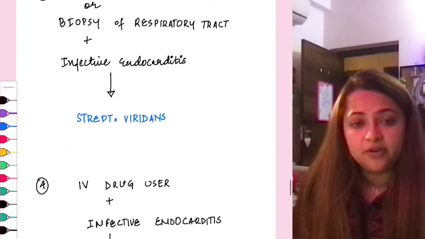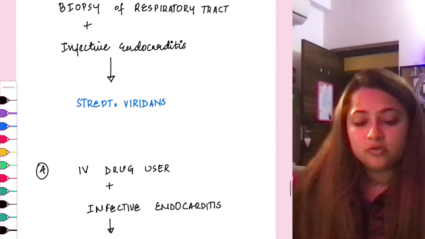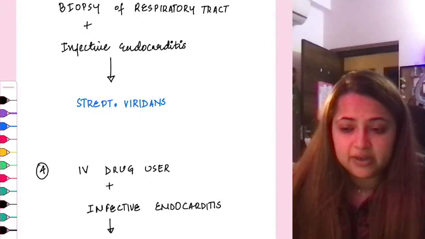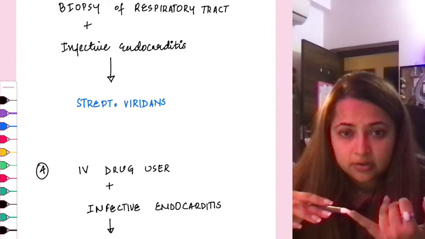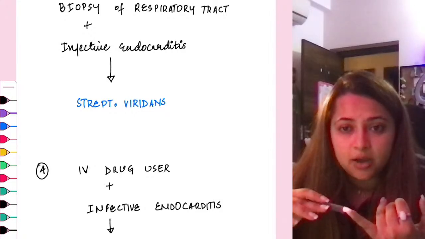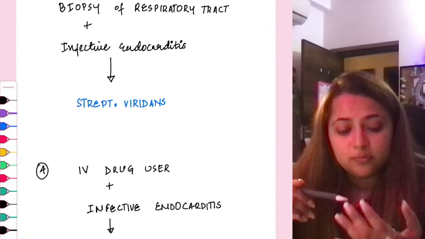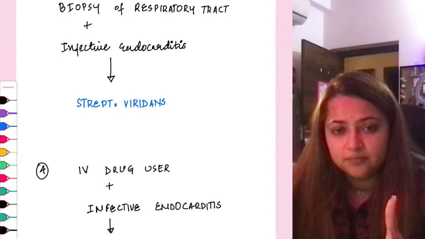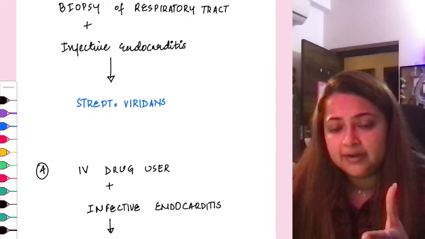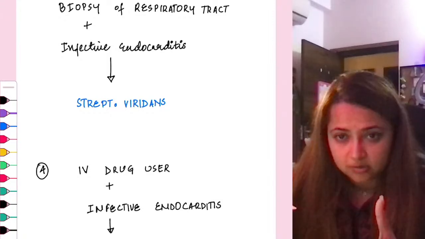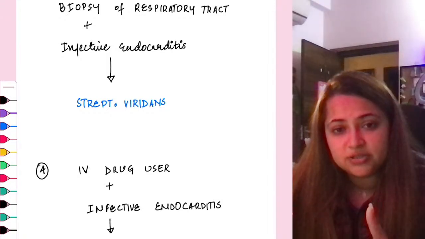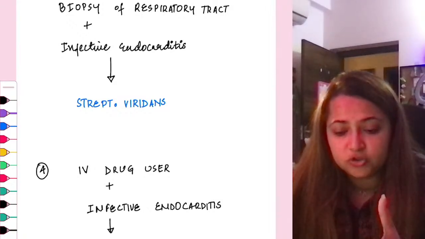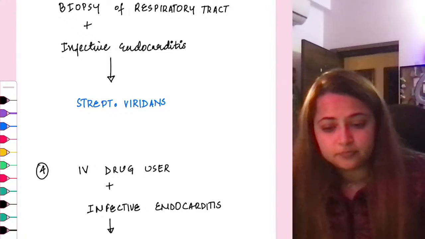Moving on to the next type of hint in infective endocarditis. Supposing you are being given an IV drug user. What they can give is a very thin patient having multiple needle marks on the arm, usually male. So this type of history would indicate that the patient is an IV drug user. Along with that, if they have mentioned infective endocarditis, it most commonly occurs due to which organism?